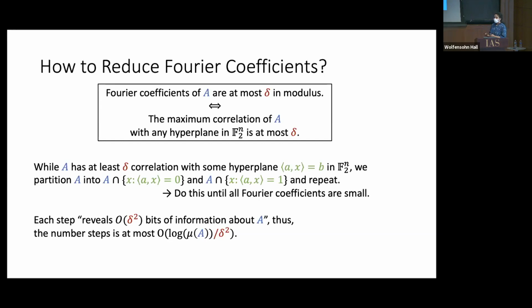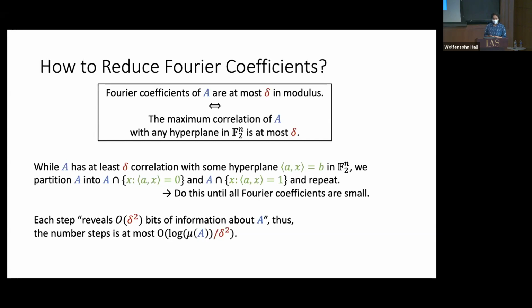Intuitively, every time you do this, it means that A has high correlation with some hyperplane. But because A is an event of large measure, this cannot happen too many times, because it cannot have high correlation with too many hyperplanes, so to speak. Each time you do this step, you reveal some information about A. So this step does not happen too many times.